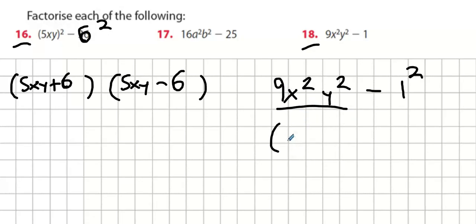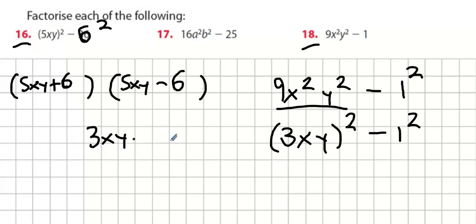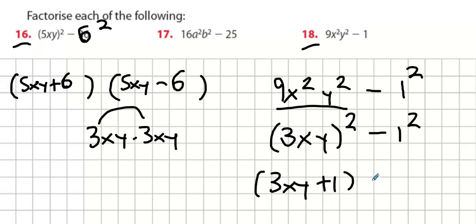Square root 9, square root x, square root y. It's 3xy minus 1 squared. Because if you multiply 3xy by another 3xy, what do you get? 9x squared, y squared. Okay, so what's the answer then? 3xy plus 1, 3xy minus 1. Done.